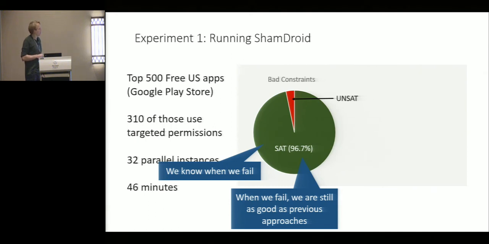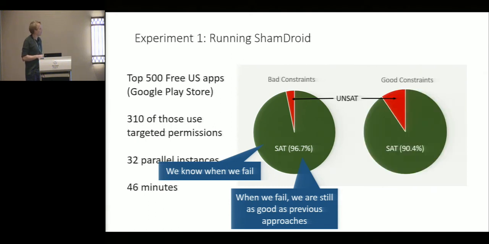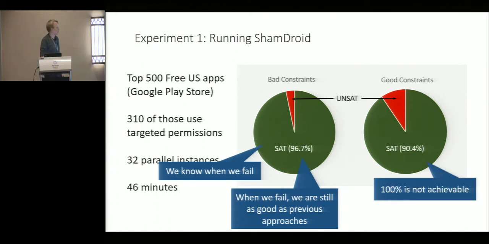And then the situation about the good constraints, so the functionality that we're trying to reach. Here we satisfy 90% of the constraints, and the 9% we do not satisfy them. Of course, as I mentioned before, we cannot satisfy all of them because you may have alternative implementations, and so 100% is actually not achievable in this case.